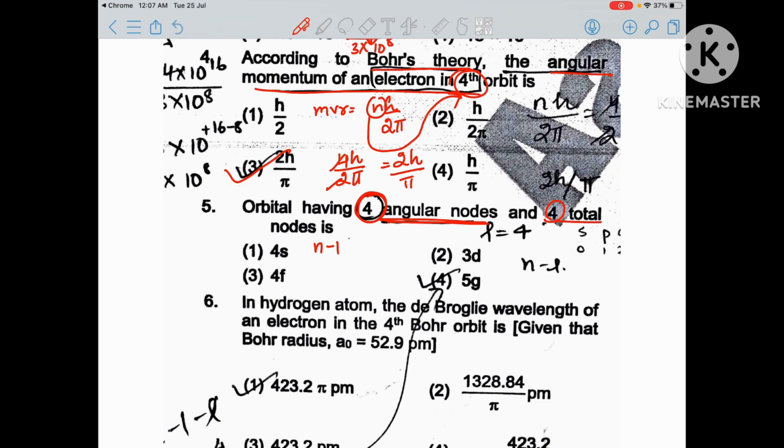He is telling the n minus 1 value is 4. So n comes out to be 5. Check out, you have to only see this one, 5. You don't have to see the options even. Just check out 5, right?